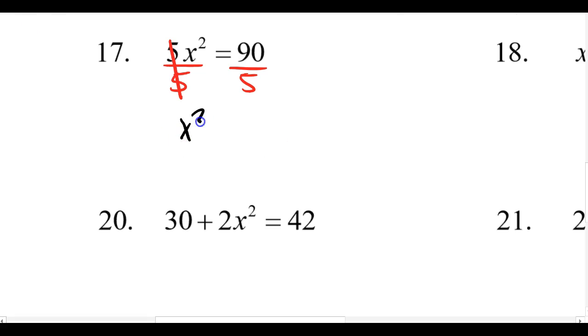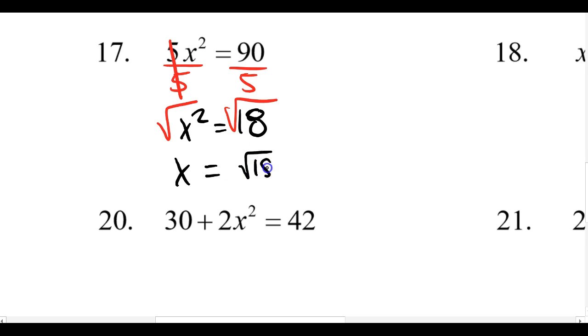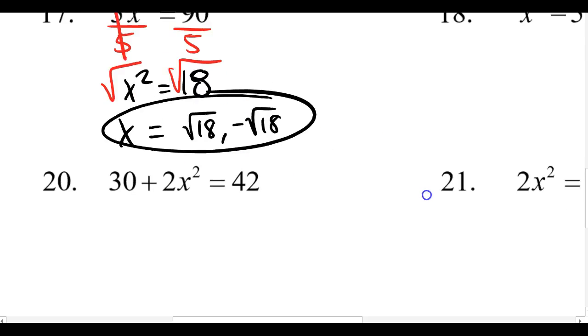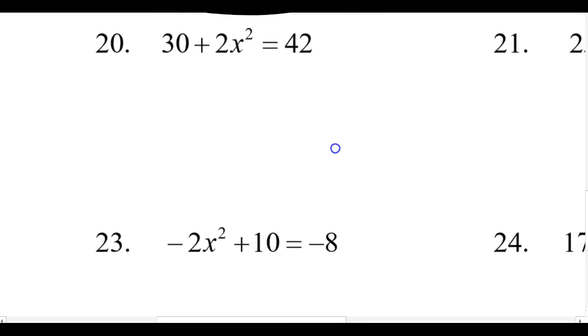So now we have x squared equals 90 divided by 5, which is 18. And now, since we have x squared by itself, we can take the square root. And if you plug this into a calculator, square root of 18 comes out to a crazy decimal number, so we'll have to leave this as square root of 18 and negative square root of 18. Okay, last one. One right below it.